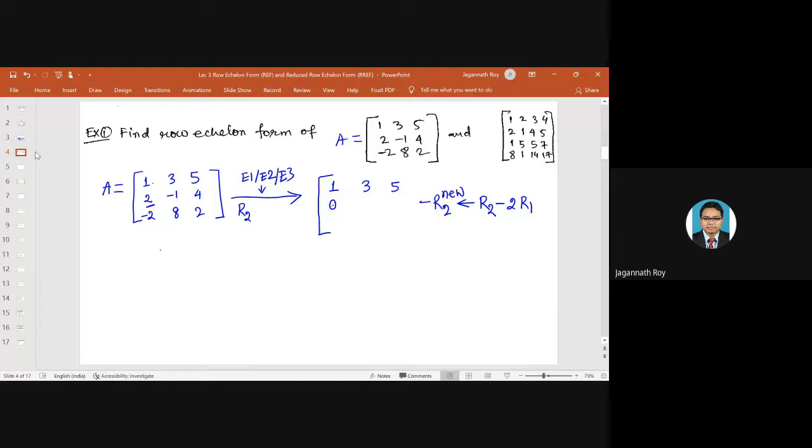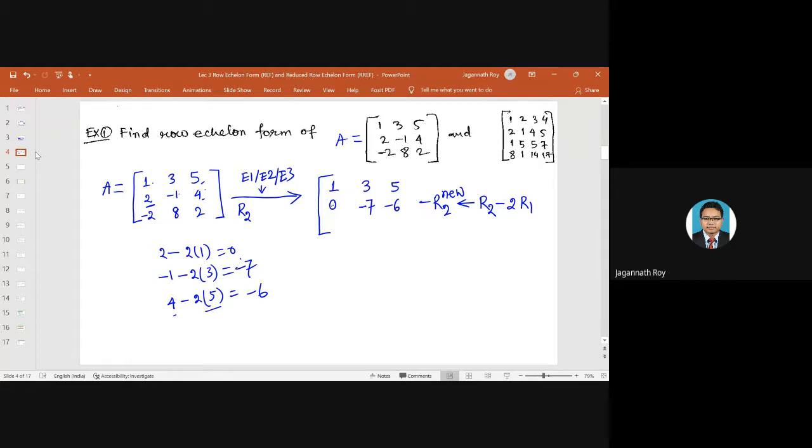So if you do that, 2 minus 2 times 1, this becomes 0. So let us put 0 here. Then minus 1 minus 2 times 3, so this becomes minus 7. Let us put minus 7 here. Then this one, 4 minus 2 times 5, so this becomes 4 minus 10, which is minus 6.